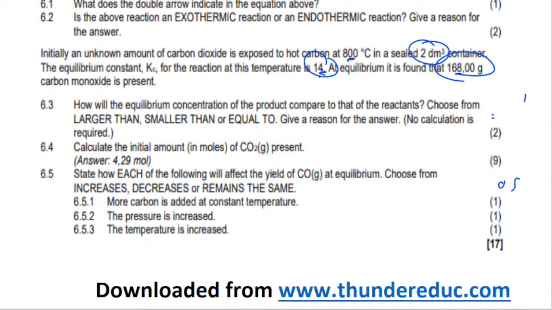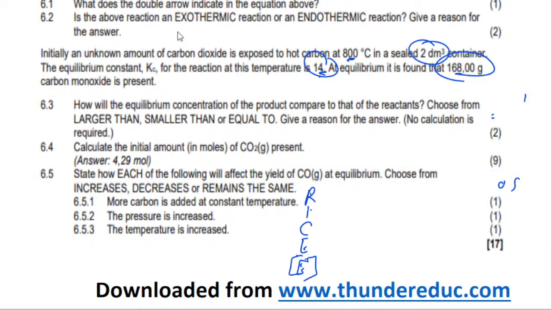Then I go to the next question, which is to calculate the initial mole. So how am I going to calculate the initial mole? Let's use our RICE method. It depends on what you have been using. Let me draw it here so that you see exactly what you are supposed to use. I like to add another E at the end so that I know the concentration.